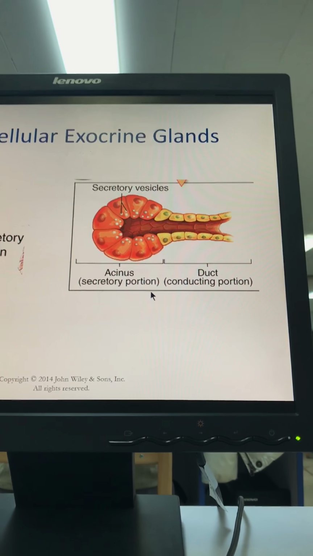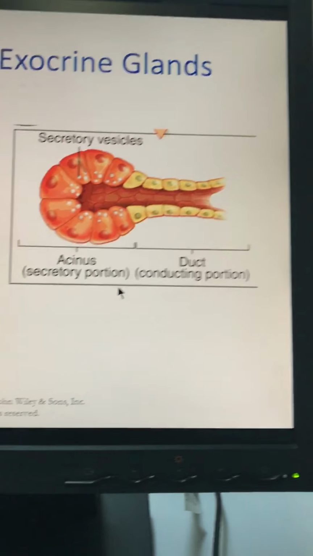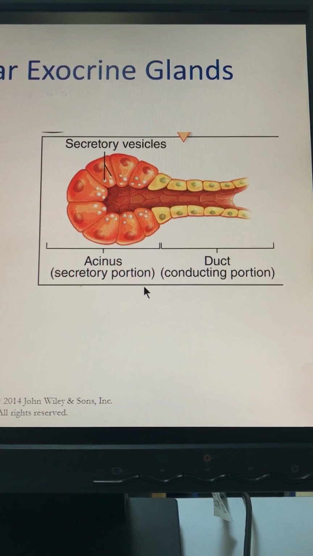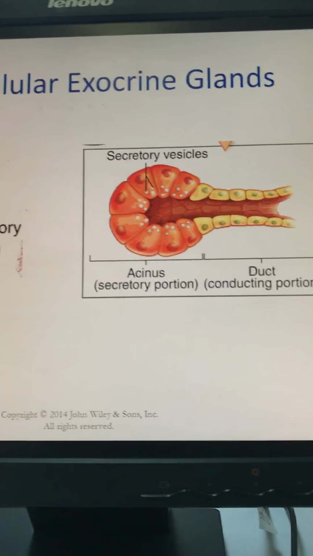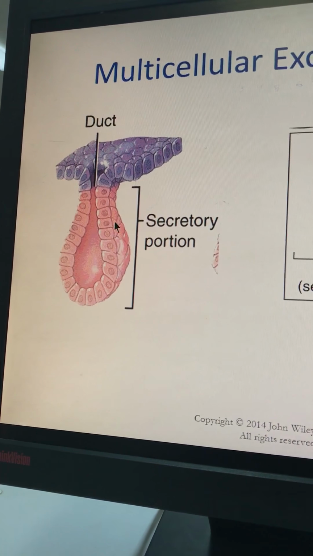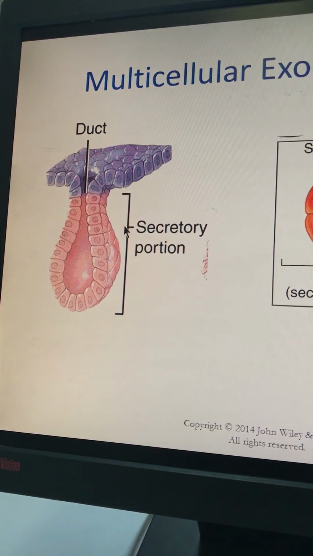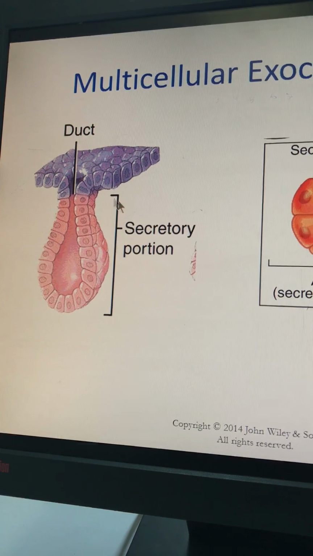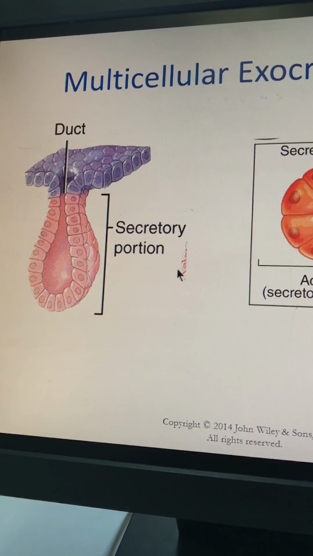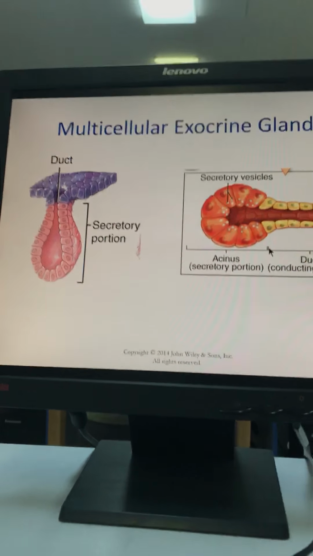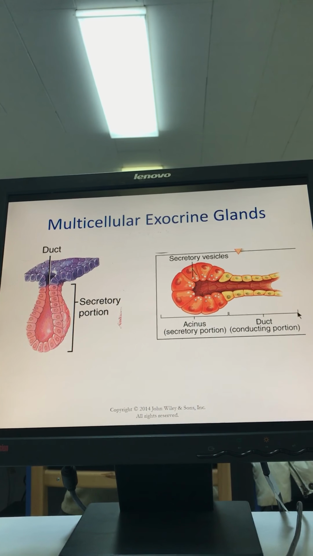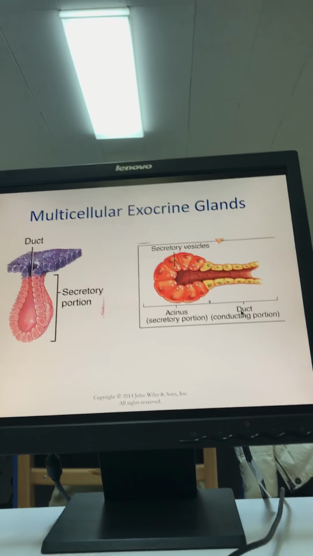Now, we said goblet cells are an example of unicellular exocrine glands. Here we have multicellular glands, everything we talked about at the end. We have more than one cell to form the gland or the secretory portion. Then any multicellular exocrine gland is formed of a secretory portion, which is the gland itself, and an excretory or conducting portion, which is the duct.